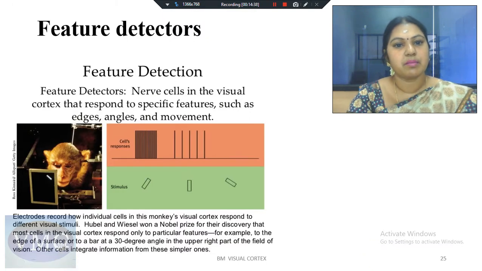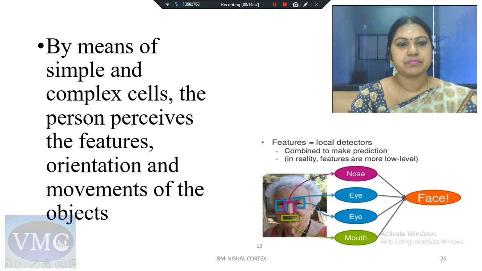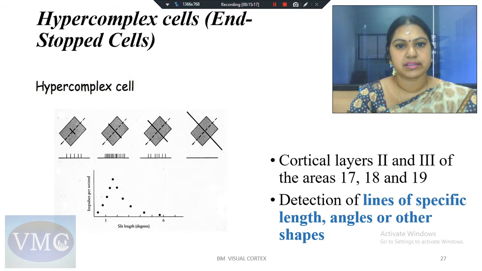So the simple and complex cells are called feature detectors. Feature detectors means nerve cells in the visual cortex that respond to specific features such as edges, angles and movement. So you can see the cell's response to a particular stimulus, particular orientation. So these are called feature detectors. By means of simple and complex cells, the person receives the features, orientation and movement of the objects. You can see the features here, the local detectors, where we can look into the nose, eyes, mouth, and we determine that it is a face. So simple and complex cells are called feature detectors.